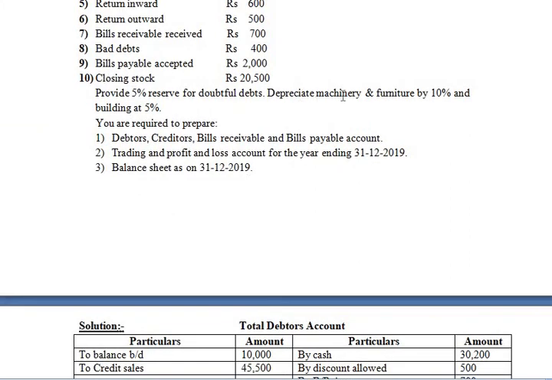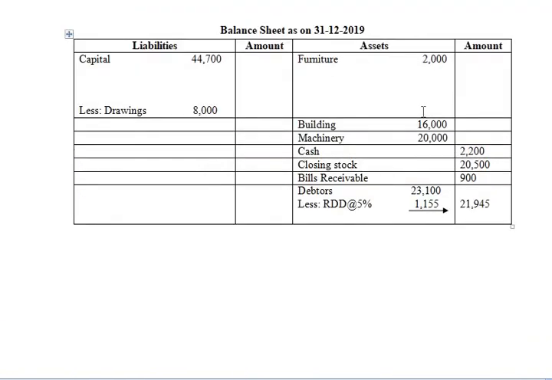Next, you got to give depreciation on furniture, machinery at 10% and building at 5%. One effect of depreciation on machinery, furniture and building will be in the profit and loss account, another effect will be in the balance sheet. So let's first go to the balance sheet itself, because we have the amount written here. Depreciation on furniture, less depreciation at 10%.